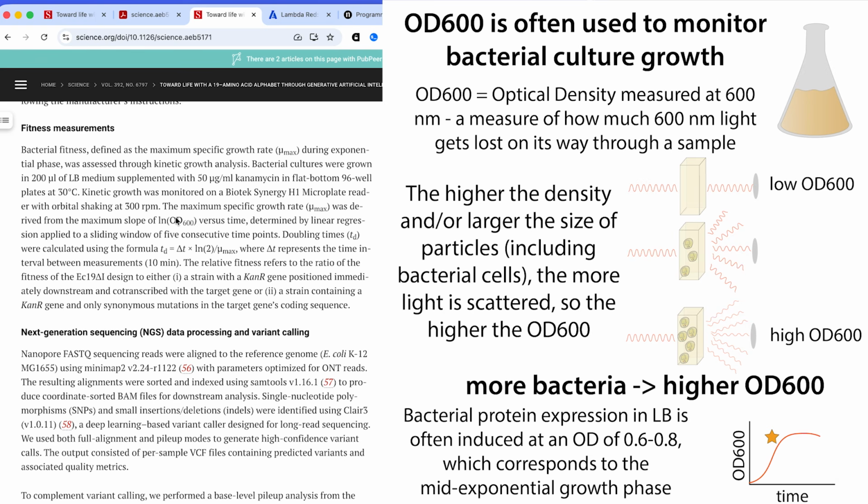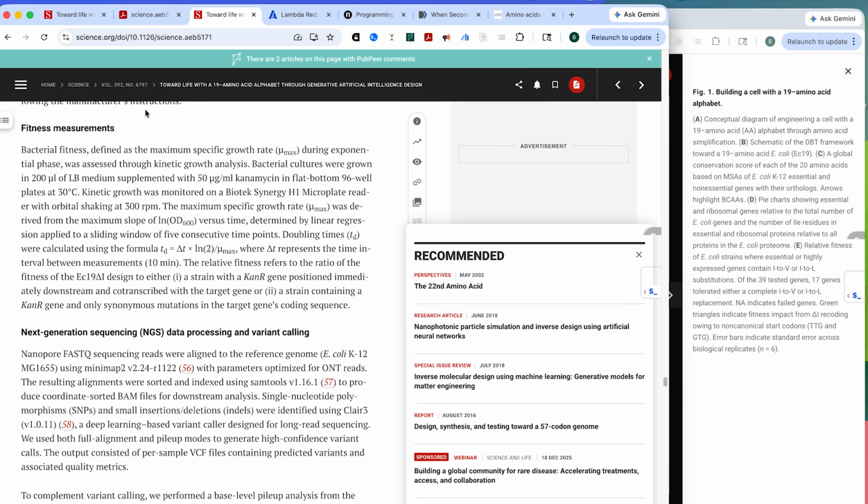The more bacteria there are in the solution, the higher the OD600. They're more cloudy, so less light can actually get through and more light gets scattered. So they look over time and see, okay, compared to the unmodified version, how well do these cells grow?